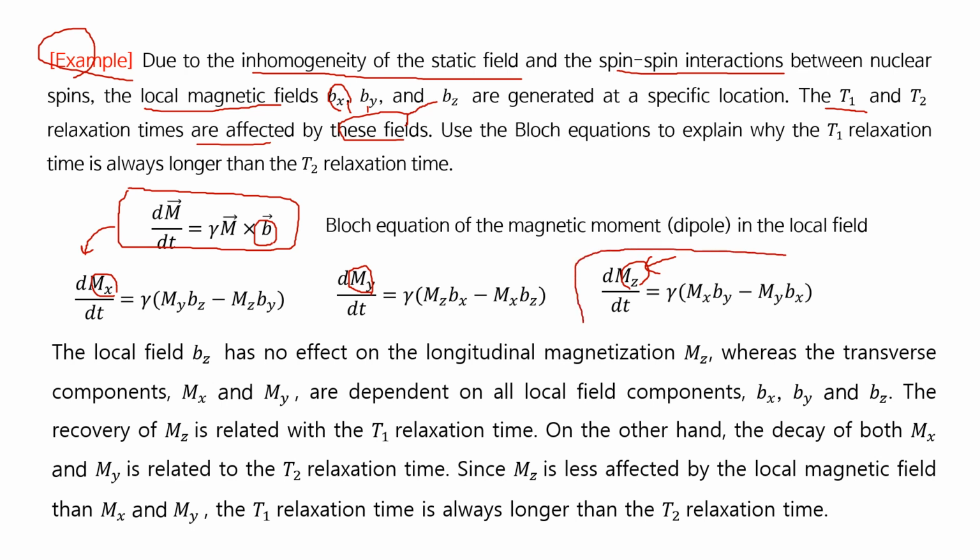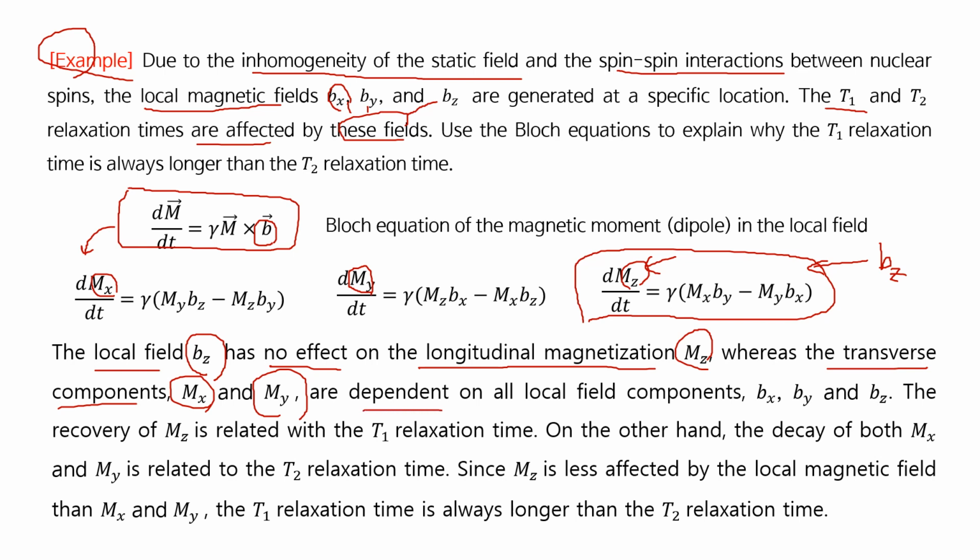So let's look at this equation first. The local field Vz has no effect on the longitudinal modulation Mz. Okay. There is no Vz here. We cannot see Vz in this equation. On the other hand, transverse components Mx and My are dependent on all local field components Vx, Vy, and Vz. You can see Vy, Vz, and also Vx and Vz. So in the equation of Mz, there are no components of Vz, but in the equation of Mx and My, we have all local components, Vx, Vy, and Vz.